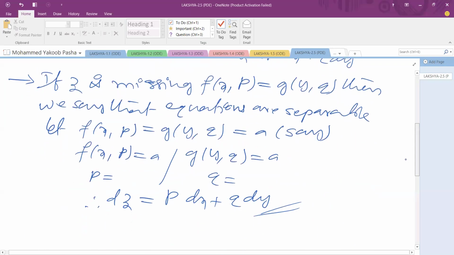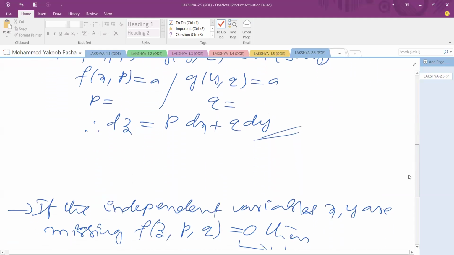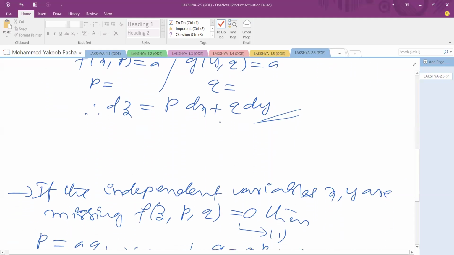When the dependent variable z is missing, in this case we say that the equations are separable, and take the common value as an arbitrary constant. From these two equations we get the p and q values, and after getting the p and q values, substitute in the equation dz = p dx + q dy. After integration we get the required solution.